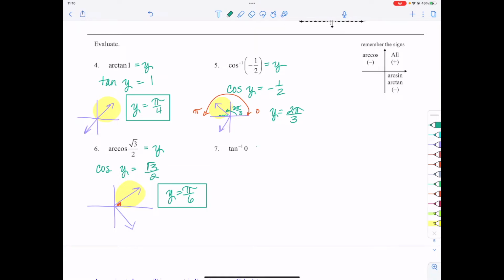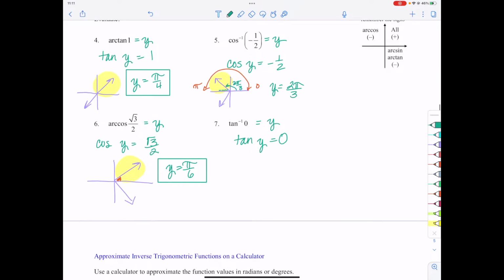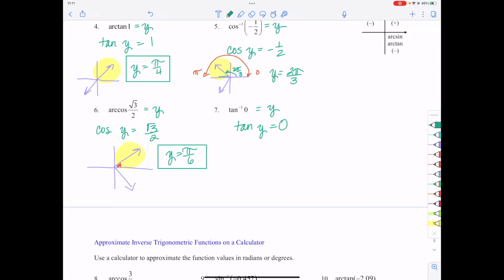The tan inverse of 0 is equal to y, so the tangent of y is equal to 0. And what angle gives us the tangent of that angle equals 0? That would be 0, because the tangent of 0 is 0.